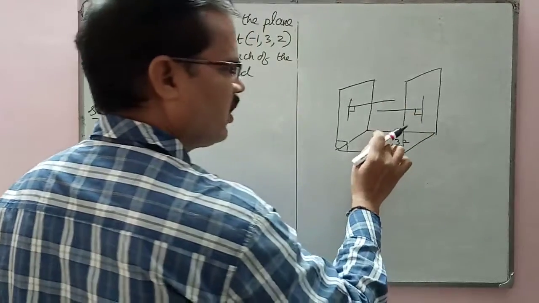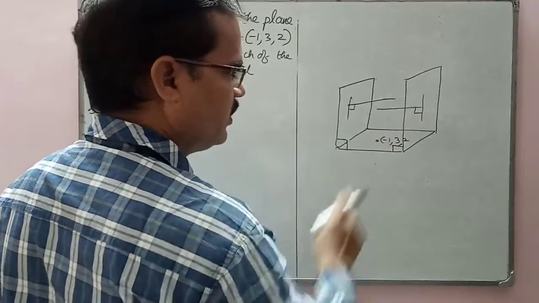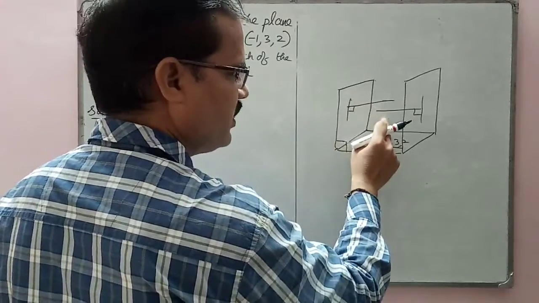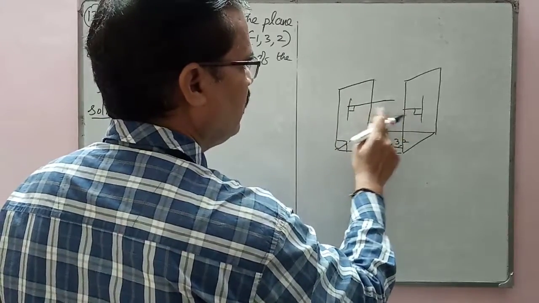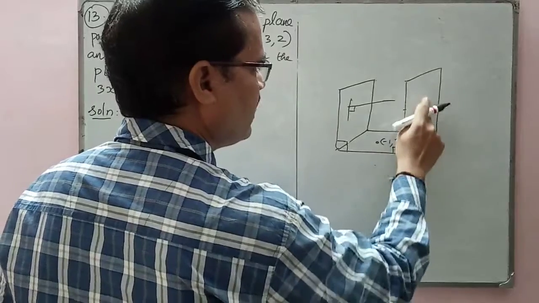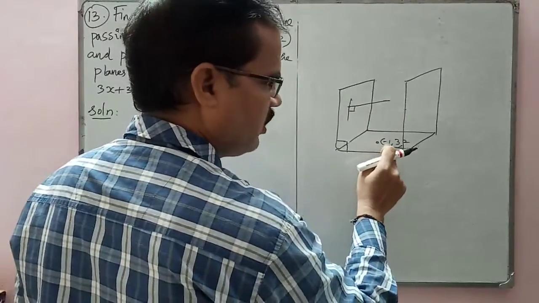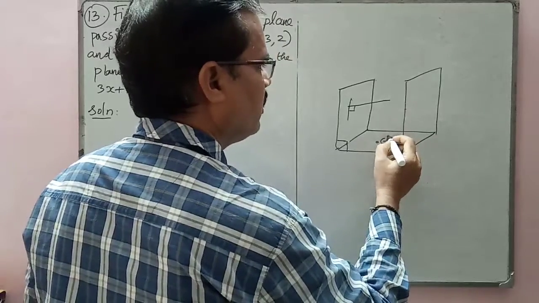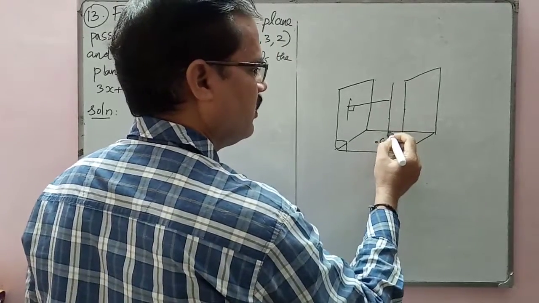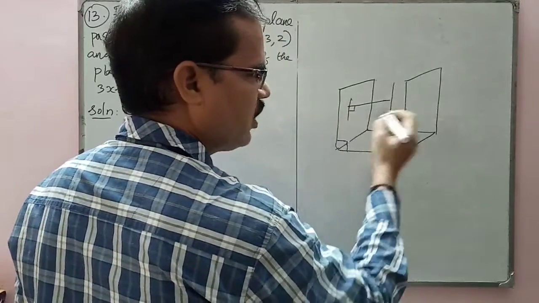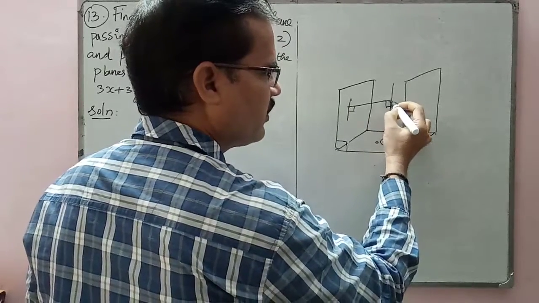Now what does the normal of our plane look like? These two normals are parallel, so the direction should be the same. You can take any one plane's normal. Now think about our plane's normal. You draw your plane's normal. Now what do you observe? Your plane's normal and the given planes' normals are perpendicular. Can you see that?